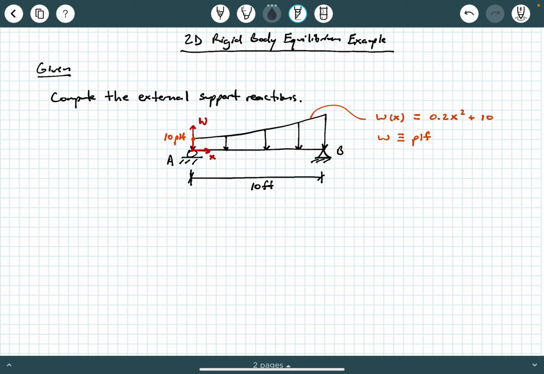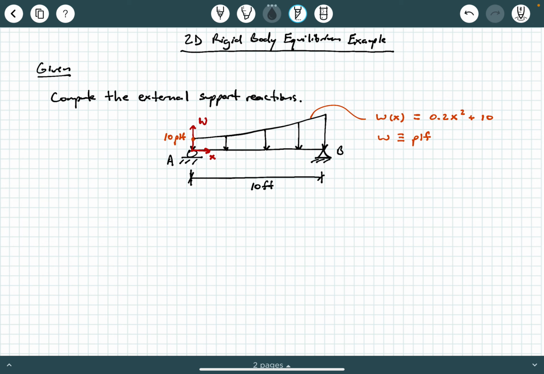Now here we're given a simply supported beam, which if we recall, has a roller at one end and a pin connection at the opposite end. This beam is 10 feet long and it's supporting a distributed load that has a parabolic shape. In particular, this parabolically shaped load is concave up and has a load function of 0.2 x squared plus 10. And the function itself carries units of pounds per foot. So that's what this symbology here means: W has units of PLF.